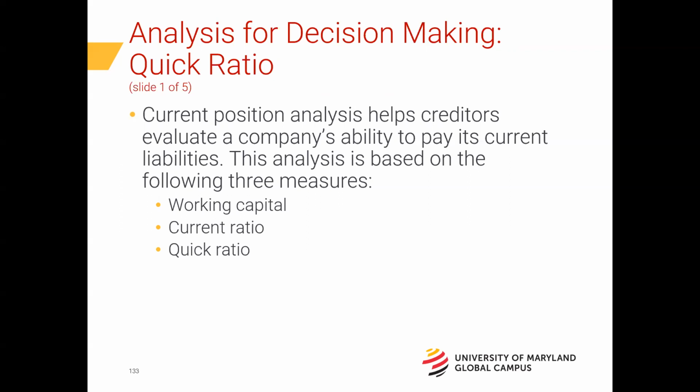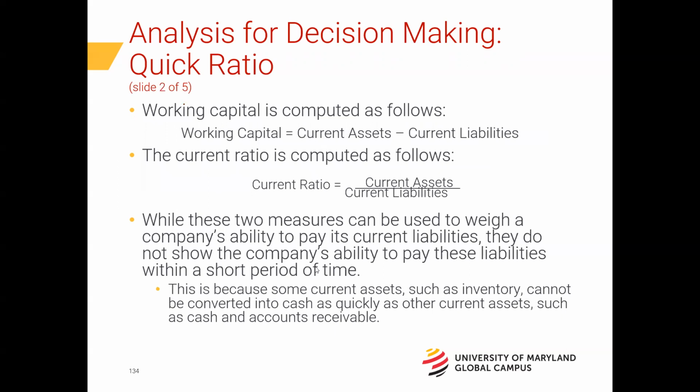There are 3 ratios that we can calculate in order to determine if the company has the ability to pay its current debt, its current liabilities. First is called working capital. Second is called current ratio. The third is called the quick ratio. Working capital is very straightforward. It's current assets minus current liabilities. Very easy. Current assets minus current liabilities, that gives you working capital.